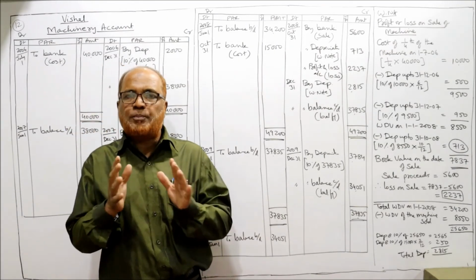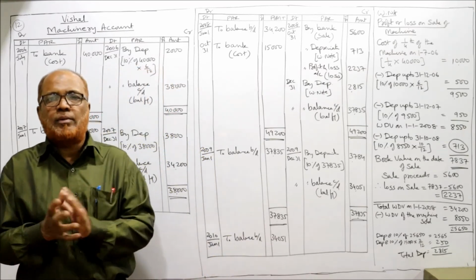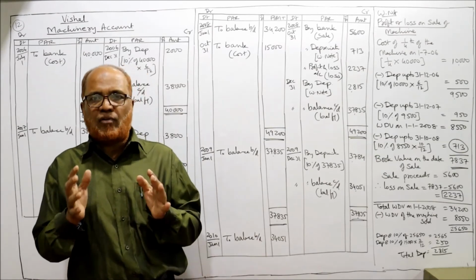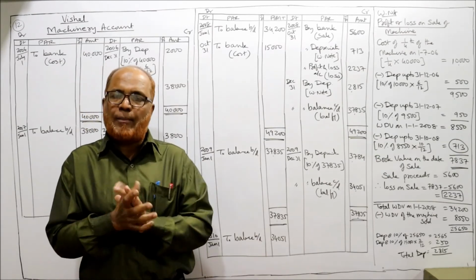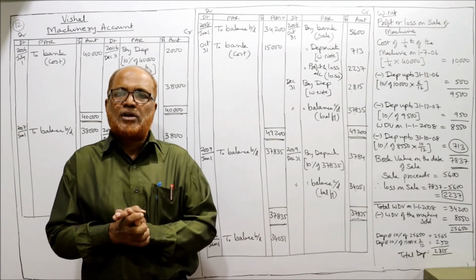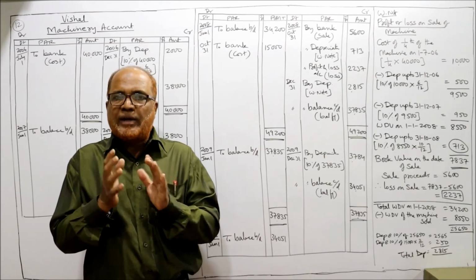So 8 short problems and 12 main long problems I have solved on the board. I hope my regular viewers have already watched all the videos and got a good command of the chapter of depreciation. I have explained it in detail.